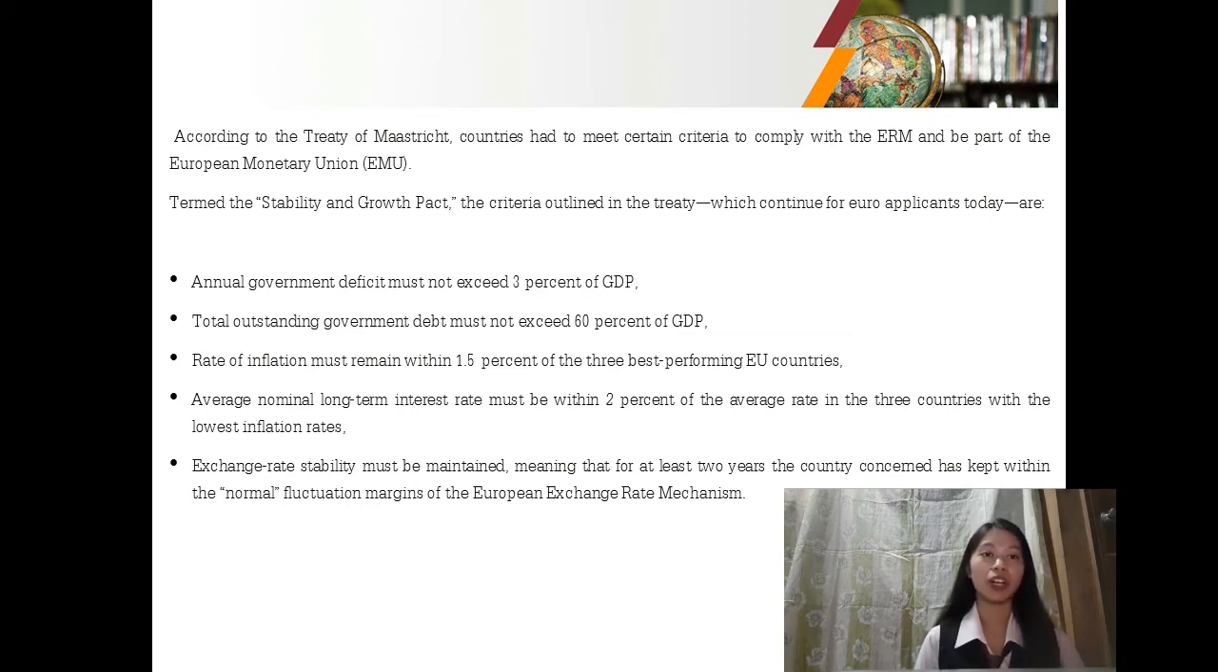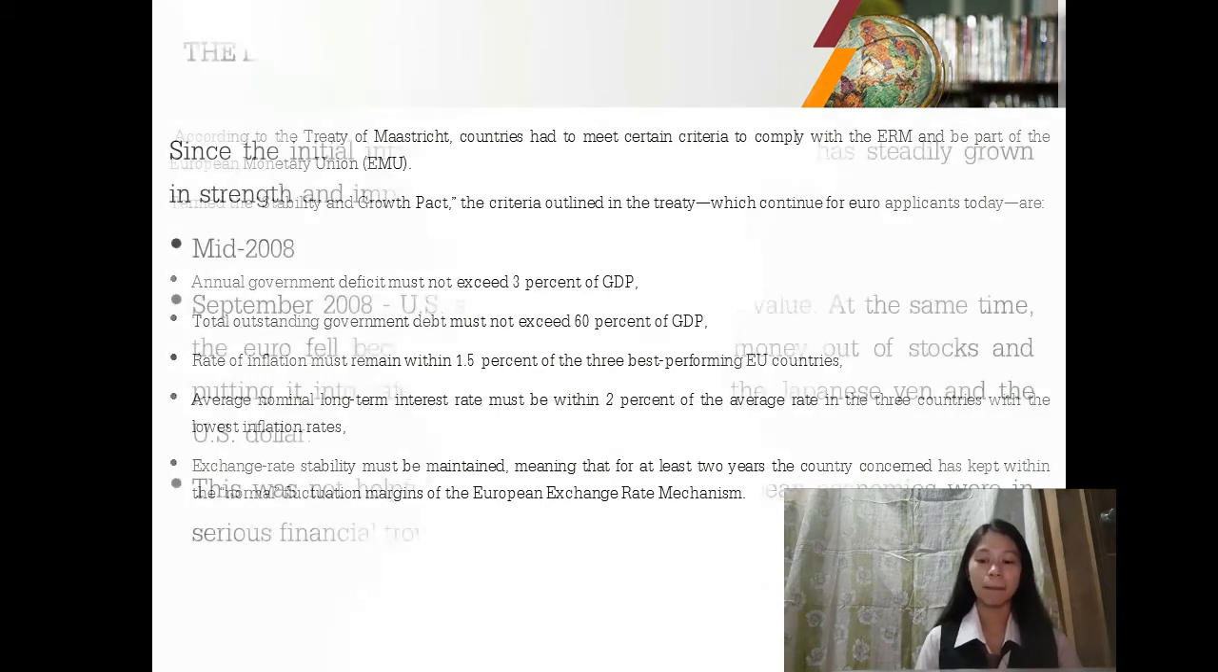to ensure economic convergence. Rate of inflation must remain within 1.5% of the three best performing EU countries. Average nominal long-term interest must be within 2% of the average rate in the three countries with the lowest inflation rate, and exchange rate stability must be maintained, meaning for at least the last 2 years the country concerned has kept within the normal fluctuation margins of the European exchange rate mechanism.